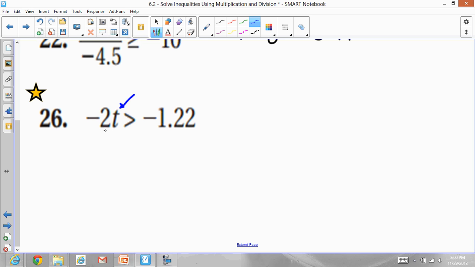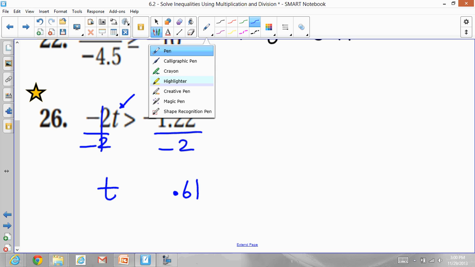The opposite in this case is to divide by negative 2 on the left and divide by negative 2 on the right. Negative 2 cancels out. Any number divided by itself gives you a 1. 1 times t gives me a t. Now negative 1.22 divided by negative 2, stick them in the calculator, you're going to get 0.61.